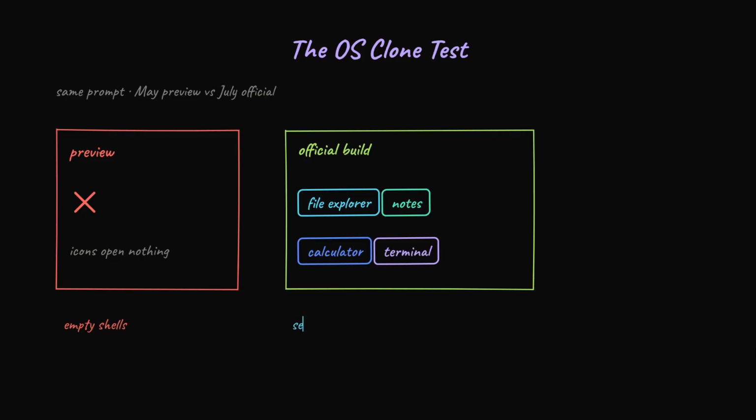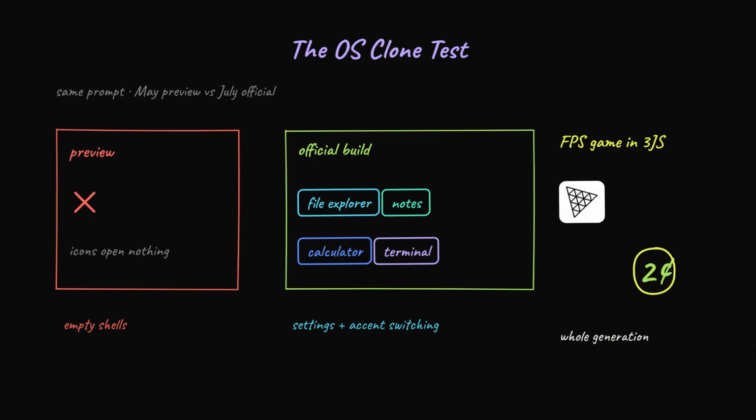It even coded a small first-person game in Three.js with sound effects sitting inside the fake OS. Total cost for that whole generation, about 2 cents. That's the sentence I keep coming back to. 2 cents. Someone in my Discord also ran an open-world driving game prompt on it.